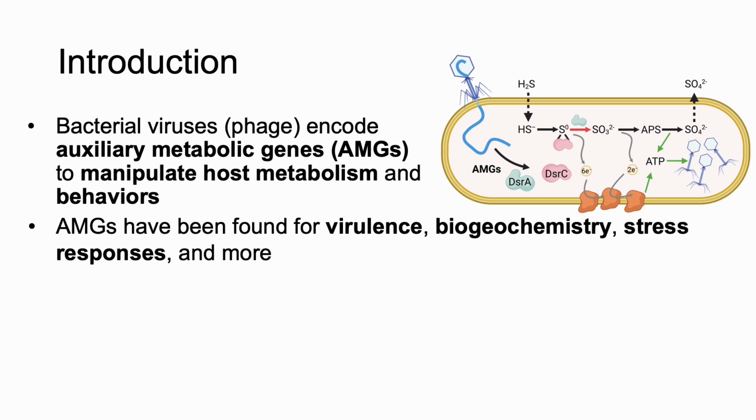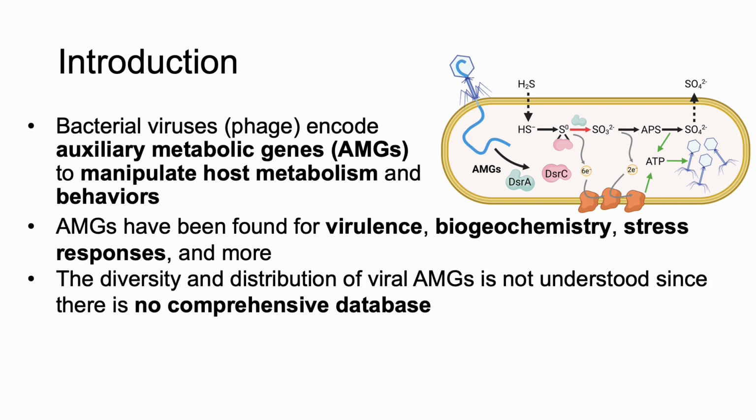Other examples of functions that phage have been found to manipulate include virulence and toxin production, other biogeochemical cycles like the carbon and nitrogen cycles, stress responses, and many other functions. This ultimately means that phage have the potential to shape microbial communities to a desired functional state to ultimately benefit themselves. However, a major limitation in the AMG field is that there is no comprehensive database to facilitate the study of AMG diversity and evolution across environments and different phage taxa. This means that researchers cannot easily quantify or put into context their studies on AMGs compared to other environments.